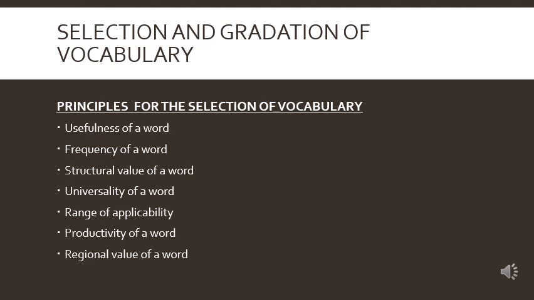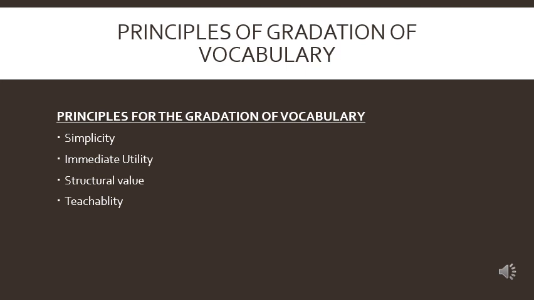So these are some of the principles for selection of vocabulary. Next we will see about the gradation of vocabulary. So next is principles for grading vocabulary. The first one is simplicity. Grading vocabulary is nothing but deciding which word should be taught first, which word should be taught second, which word should be taught third, and which word should be taught fourth.